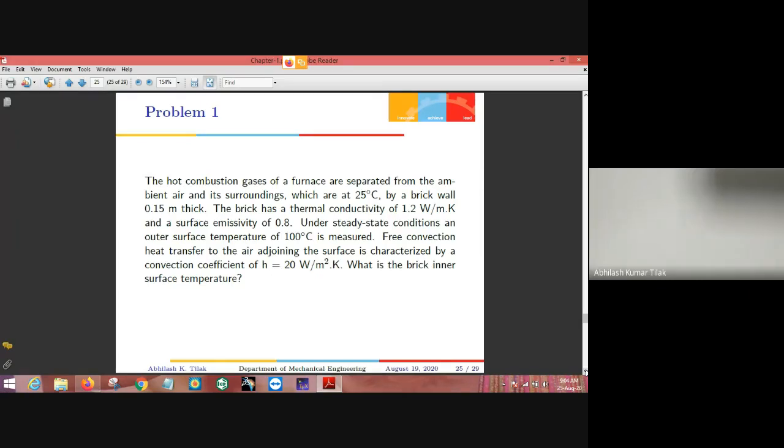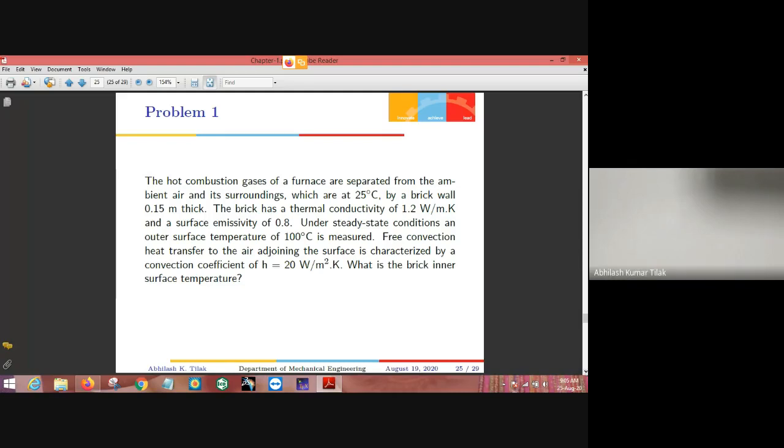It is given that the brick has a thermal conductivity of 1.2 watt per meter Kelvin and has a surface emissivity of 0.8. Under steady state conditions, an outer surface temperature of 100 degrees centigrade is measured. Free convection heat transfer to the adjoining surface is characterized by a convection coefficient of h equal to 20 watt per meter square Kelvin. So we need to find what is the brick inner surface temperature.